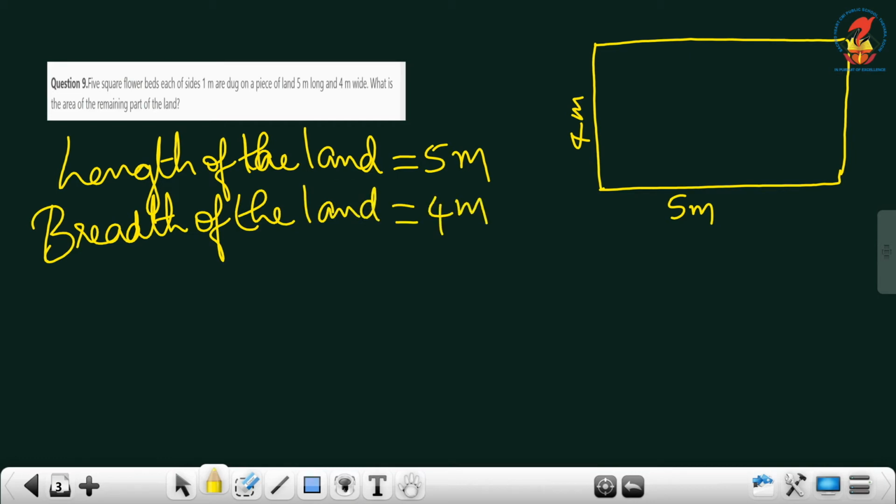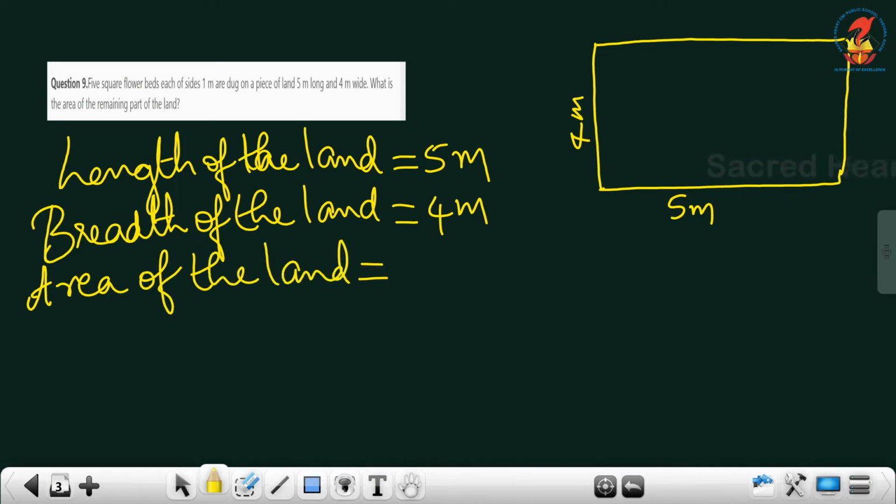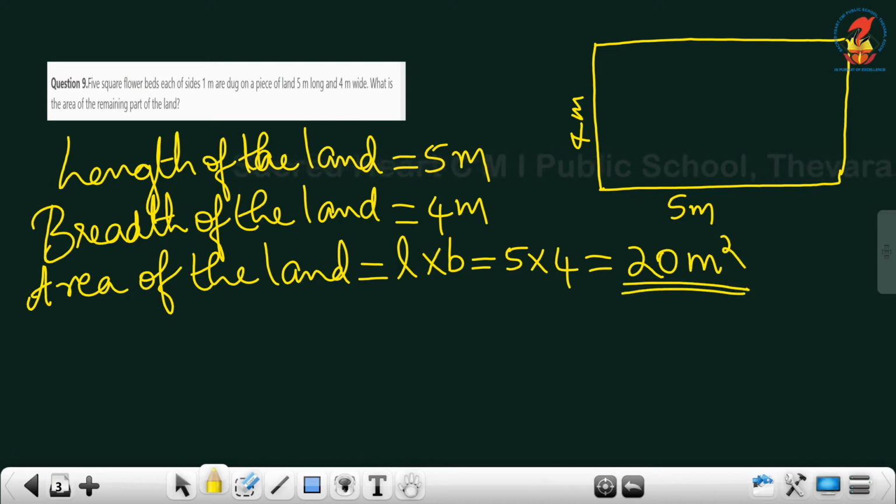If you know the length and breadth, you can easily find the area. Area of the land is equal to, what is the formula for finding the area of a rectangle? Length into breadth. So we can write 5 into 4. What is the answer? 20 meter square. So we got the area of that particular rectangular land. 20 meter square is the area of that rectangular land.